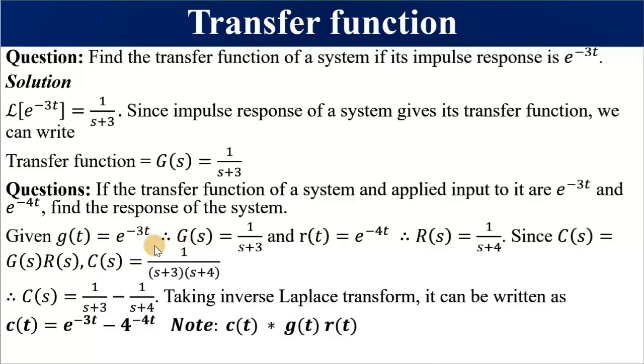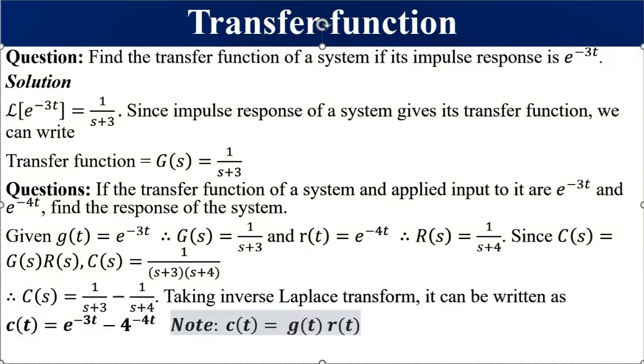This is our solution. C(s) is equal to G(s) multiplied by R(s). What are we going to do? Using partial fractions, if we express this in partial fraction form, it is going to be this. And if we take the inverse Laplace transform, then we are going to find the response of the system in the time domain. And this is the expression.